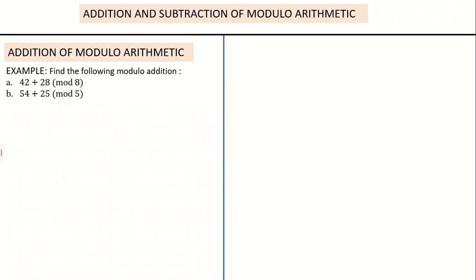The first question here says, find the following modulo addition, as in simplify the following modulo addition. So the first one says 42 plus 28 mod 8. So how do you do this? It's very simple.